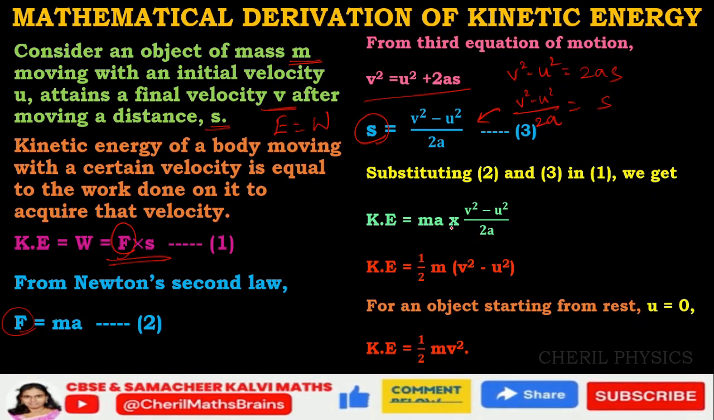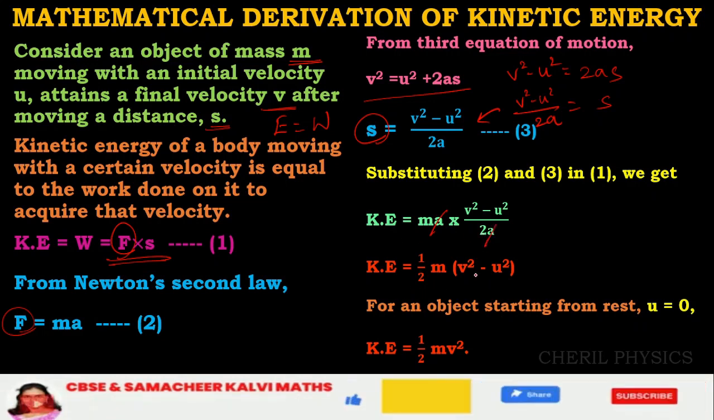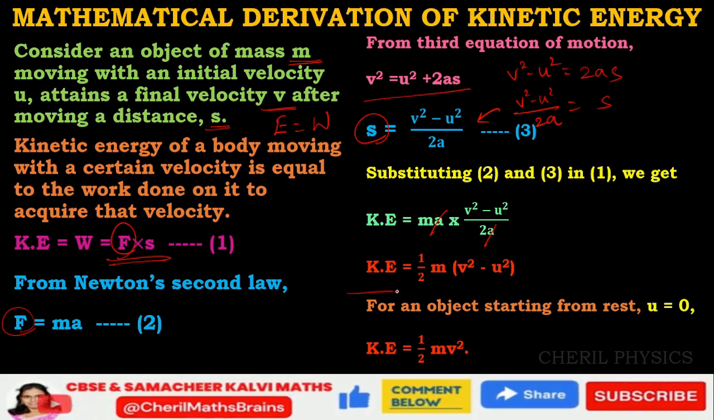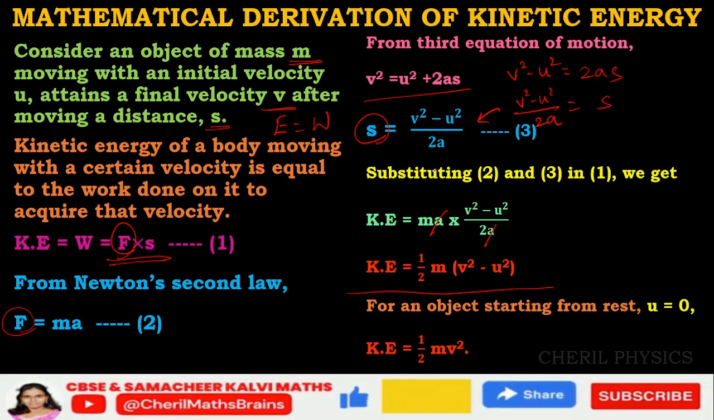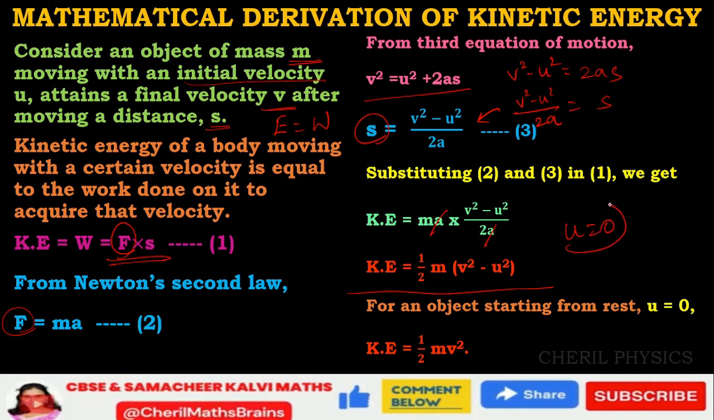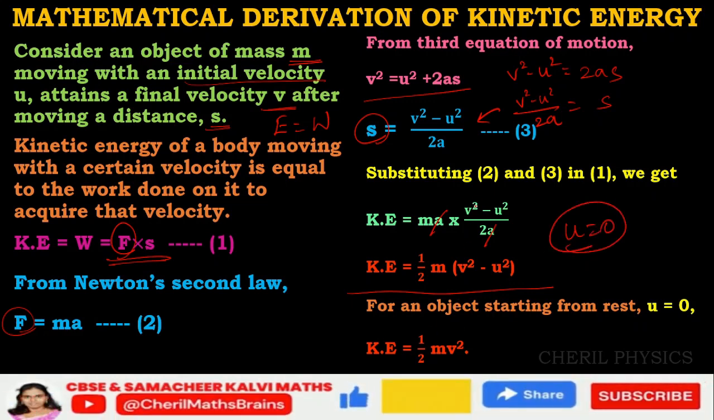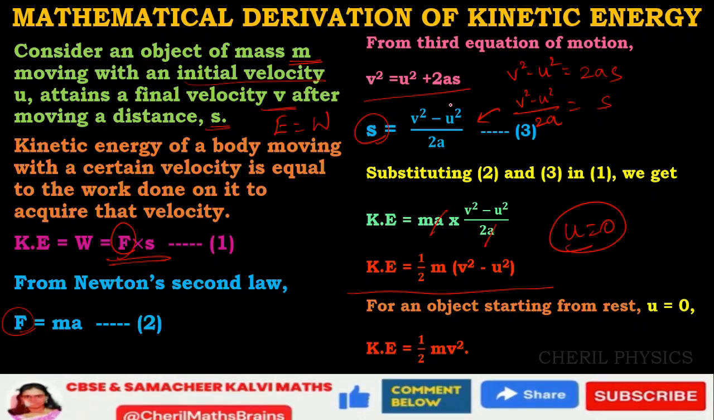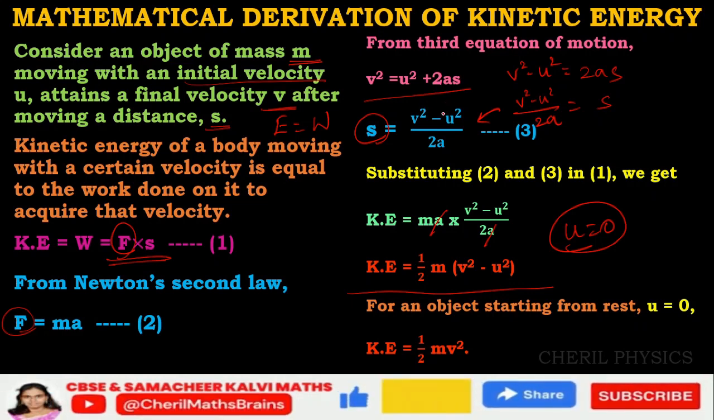When you substitute there, you are going to get ma into (v square minus u square) by 2a. So a and a will get cancelled. So this will be half m into (v square minus u square). This equation holds good when the object moves with some initial velocity u. What if an object starts from rest? Then u will be equal to 0. In that case, we get kinetic energy to be half m v square. So this is how you do the mathematical derivation of kinetic energy, children. Please read this very clearly. You will be using this even in your higher classes.